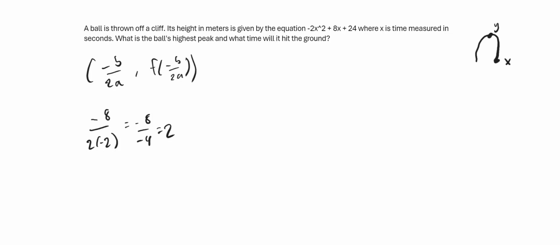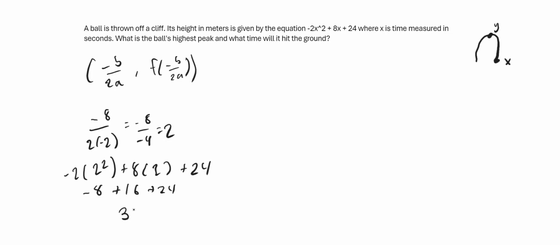And now let's sub that into our equation. Negative 2 times 2 squared plus 8 times 2. Alright, and now we can just multiply and solve. That would be negative 8 plus 16 plus 24, which comes out to 32. So this wasn't really what the question was asking for, but we found out that after 2 seconds, the ball reaches its highest peak at 32 meters.